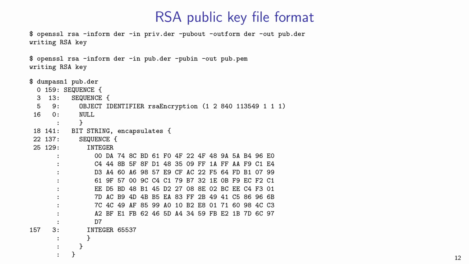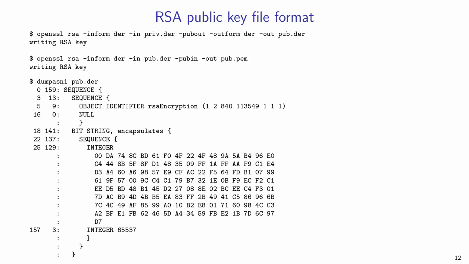This structure is called subject public key info because it contains not only the public key, but also the object identifier identifying the public key algorithm to which this public key corresponds. As you see, here the public key itself is encoded as a bit string. The bit string encapsulates an ASN1 DER encoded sequence consisting of the RSA modulus here and the public exponent.